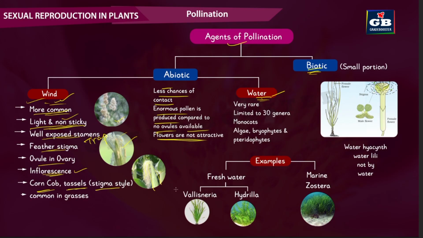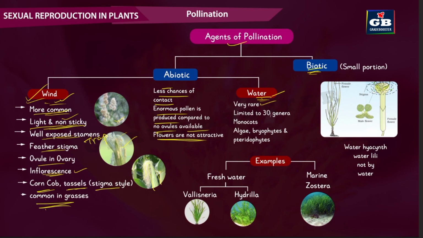Why are they outside? They are outside the pod to capture the pollen, right? So the reproductive parts, the stigma, style or anthers, are well exposed in flowers which usually get pollinated by the wind. And this kind of wind pollination is most common in grasses. In grasses, we see this kind of wind pollination. Now let us see the water pollination.